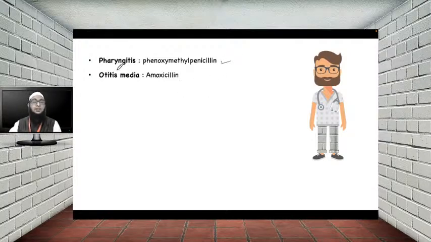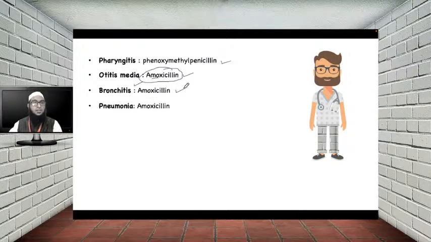Otitis is inflammation in your ear cavity due to bacterial infection. Okay, so that is called otitis. In case of otitis, you can use amoxicillin. Amoxicillin is a very important drug. You may see its use in many clinical conditions. You are using it in case of otitis, and in case of bronchitis also, a bronchial infection due to bacteria, you are using amoxicillin. Pneumonia, caused by bacteria, you can use amoxicillin. So there are three clinical conditions, otitis media, bronchitis and pneumonia, where you are using amoxicillin.